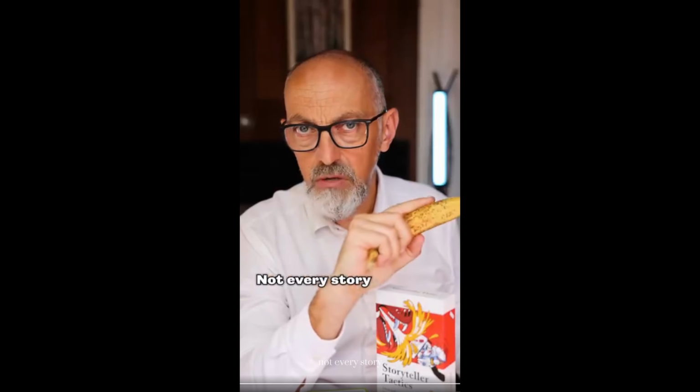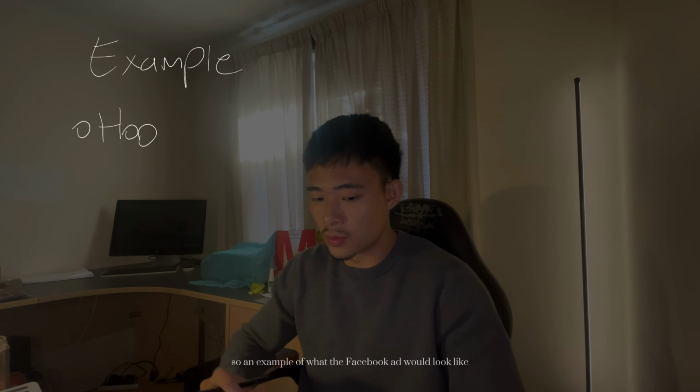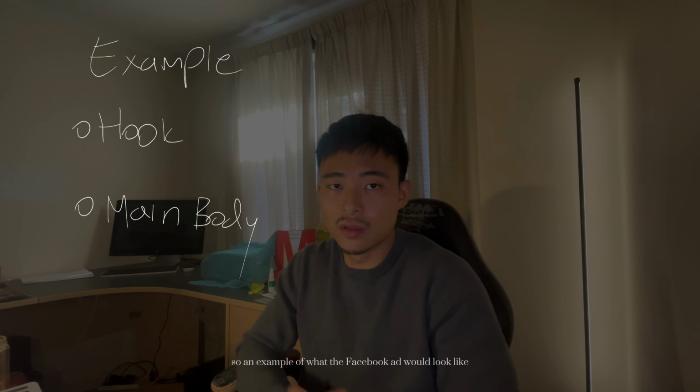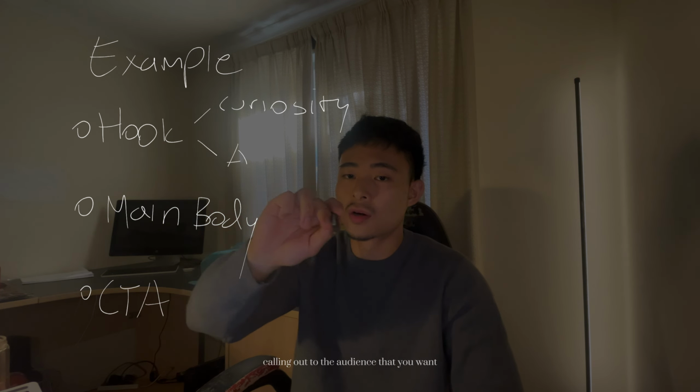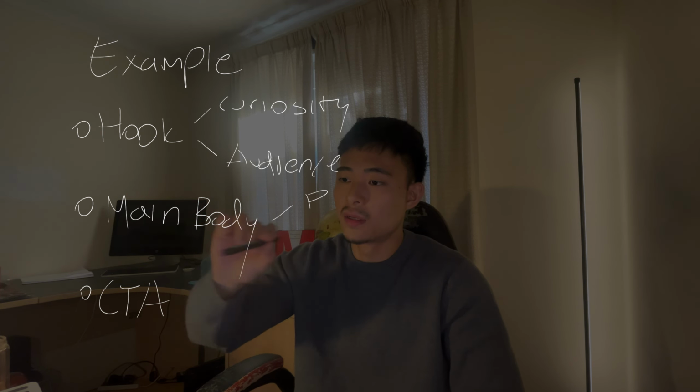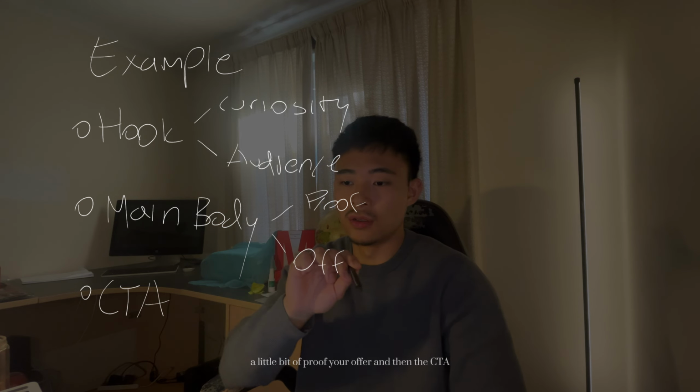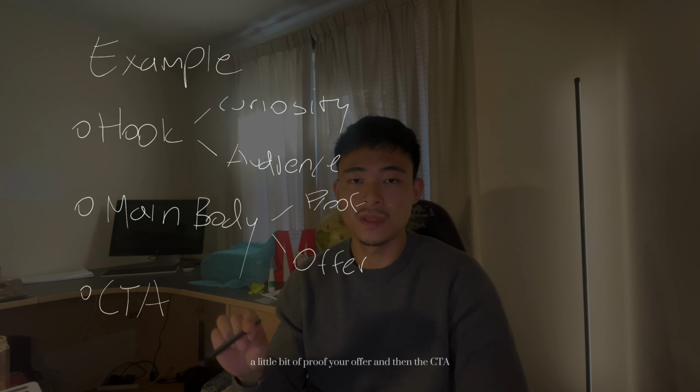So an example of what the Facebook ad would look like, or the structure of the Facebook ad, would be curiosity, calling out to the audience that you want, a little bit of proof, your offer, and then the CTA. And typically the offer, if it's a cold audience, would be for a lead magnet. So it would be saying, if you want to achieve this result, go through to this landing page, give us your email, and we'll send over this PDF, or we'll send over this YouTube video, or we'll send over the free course. Something like that.